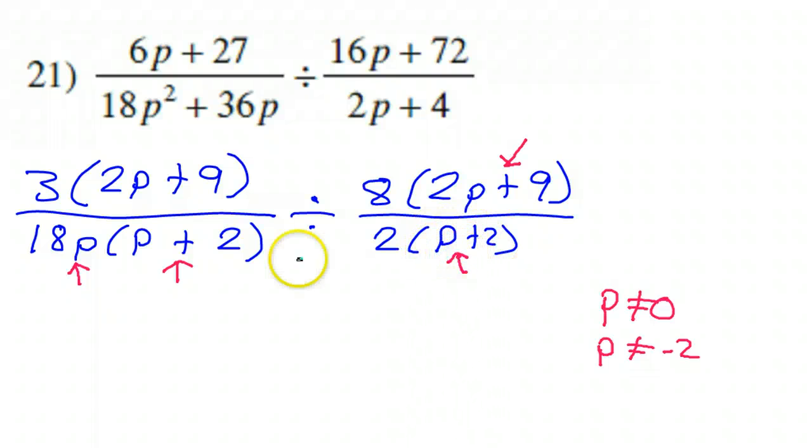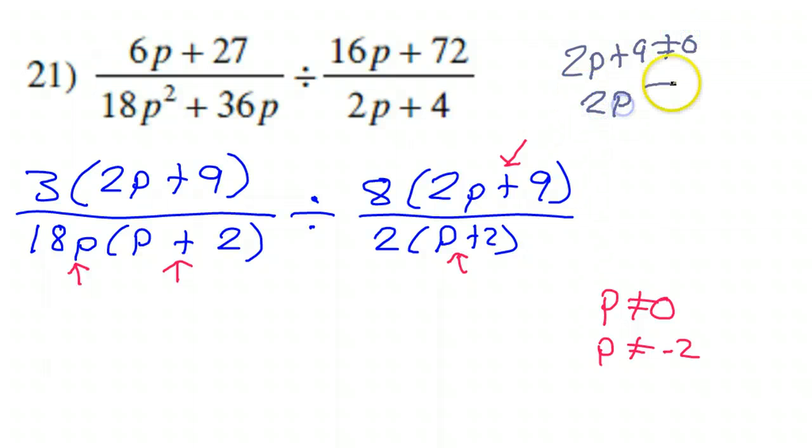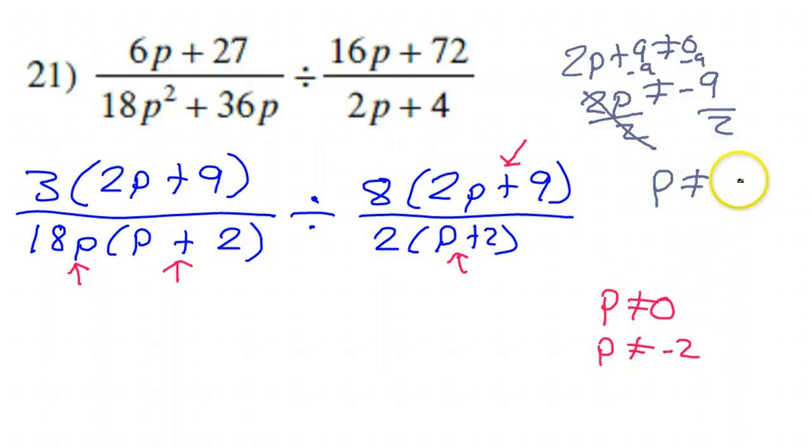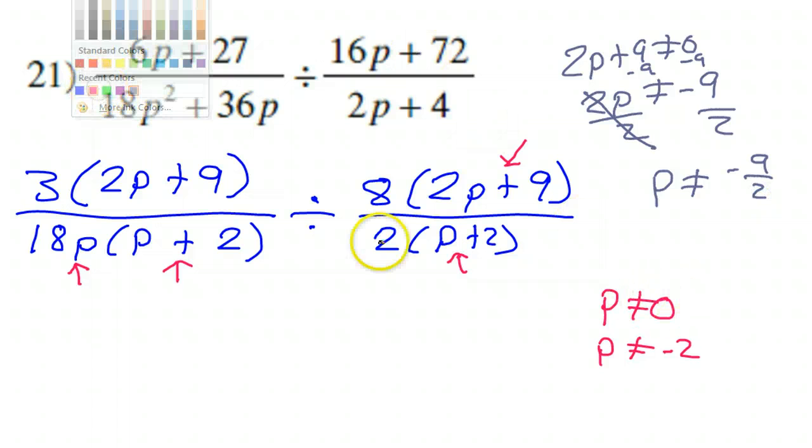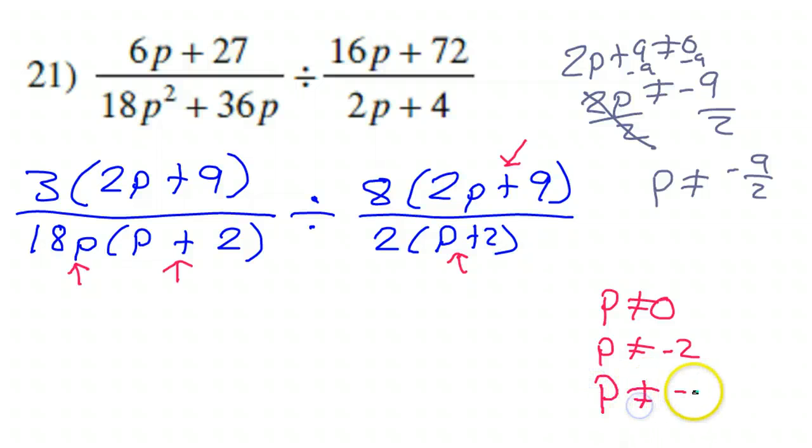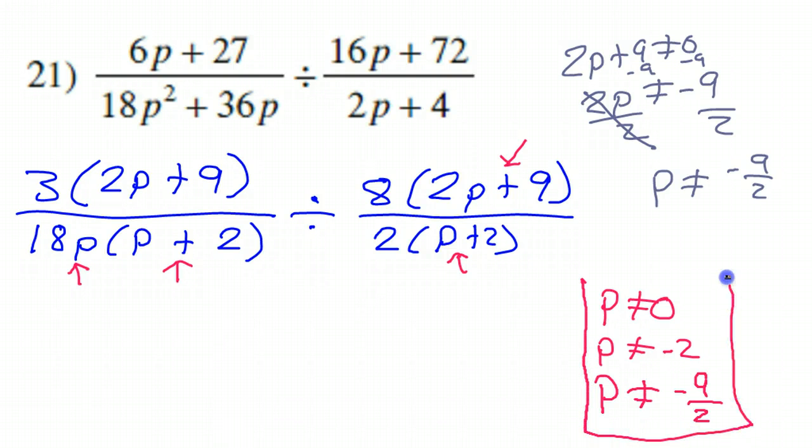Then I look at this third arrow. Well, that's the same thing, so that's nothing new. Now, when I look at this one, I'm thinking, 2p plus 9 cannot equal 0. That means 2p cannot equal negative 9. I subtracted 9 on both sides. Then I would divide both sides by 2. So p cannot equal negative 9 over 2. So there's a third restriction for you. Those are all the restrictions.